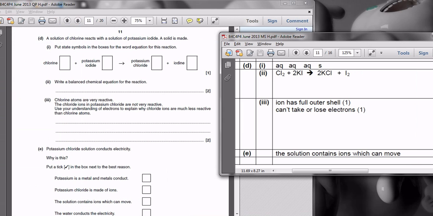If we look back at the mark scheme, you get 1 mark for getting the formulas correct, so having Cl2 plus KI makes KCl and I2, and 1 mark for getting the number 2 here and the number 2 here, so the balance is correct.